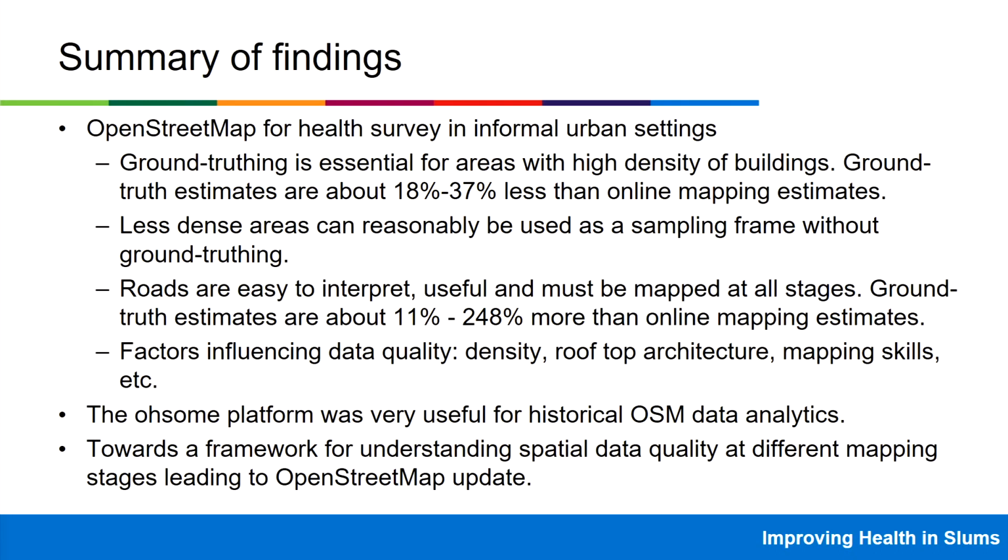So in summary, in terms of factors influencing quality, we're talking about density, rooftop architecture, and mapping skills, and of course, there are likely to be more, which are not explored here. So far, I've not talked about the OSM analytics platform, which we found useful for data extraction, the historical data that we used for this analysis. And also, the study points towards a framework for understanding spatial data quality at different mapping stages, leading to OSM update.